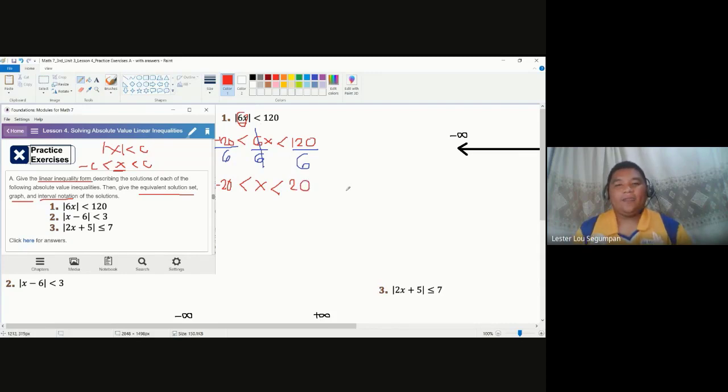Okay. Because if you stick with what you have earlier, let's say less than 120, you could actually try 100. Yes, it's less than 120. But when you substitute 100 here, 6 times x, which is 100, is 600. The absolute value of 600 is positive 600. But it's not less than 120. We actually made a mistake there if we stop here, because we have not applied the division by 6.